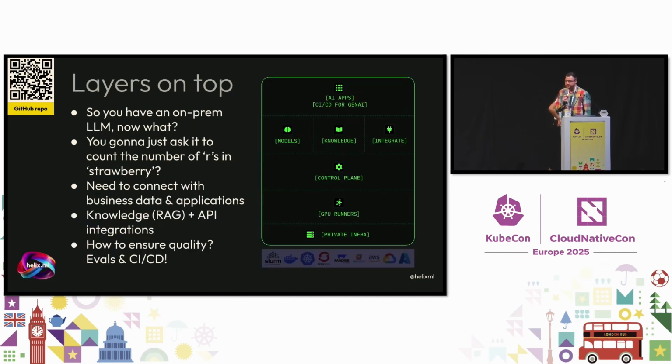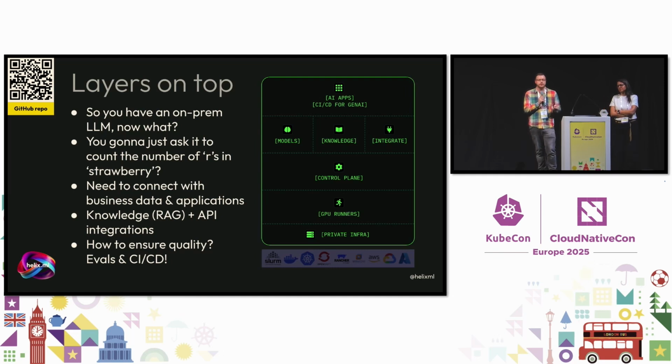Cool, thank you, Priya. Yeah, so I want to talk a bit about the different layers on top and what you might want to build on top of an LLM now that you've got it deployed. So now that you've got an LLM and a chat interface to it, what are you going to do with it? Well, you could ask it to count the number of R's in strawberry, and maybe it will. You can ask it to tell you a joke, but neither of those things are particularly useful in a business context. And in order to really get value out of an LLM that you're running in a Kubernetes cluster, you need to start connecting it to your business data and your business applications.